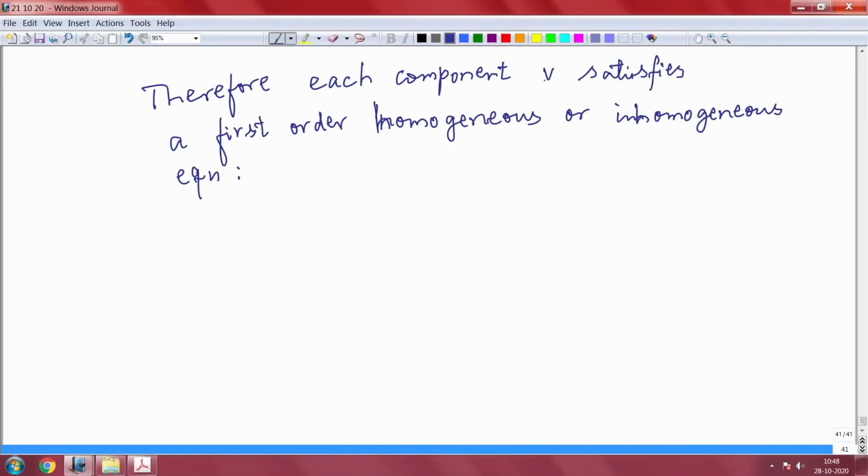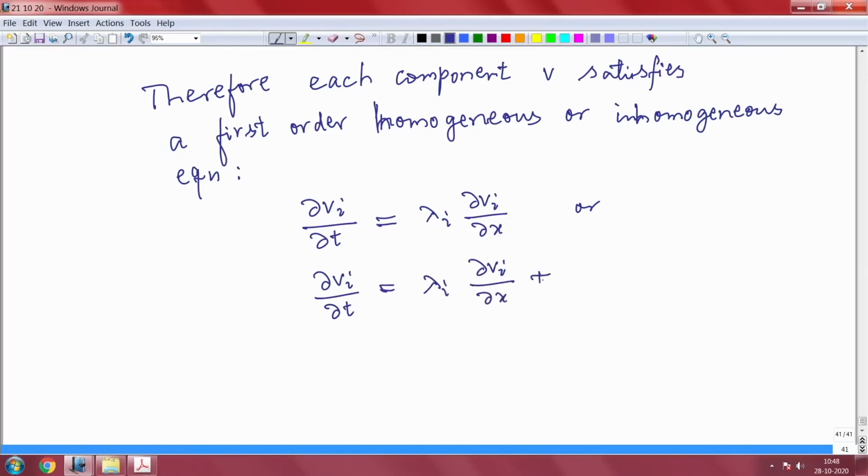So, let me just write one component V_i. So, this ∂V_i/∂t equal to λ_i ∂V_i/∂x, or ∂V_i/∂t equal to λ_i ∂V_i/∂x plus something inhomogeneous. Okay, this is a function of x, t.